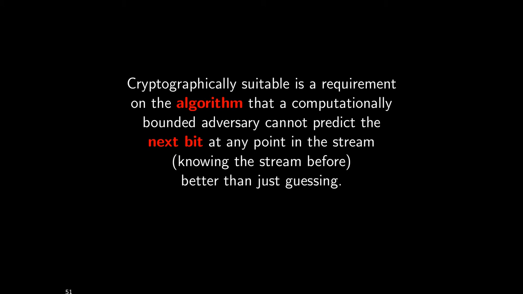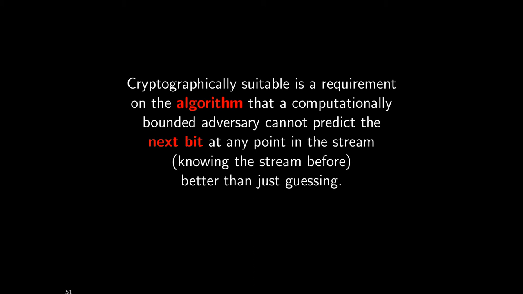So cryptographic suitability is a requirement on the algorithm, a pseudo-random number generating algorithm, that a computationally bounded adversary cannot predict the next bit at any point in the stream, knowing the entirety of the stream before, better than just guessing. Now, if we were to do true randomness, coin flips, we know that this holds, right? If our randomness is based on coin flips, the adversary cannot predict better than just guessing. They can know every bit we've ever generated, but guessing the next one is truly a guess. It happens whenever we flip the coin, that's what will happen.